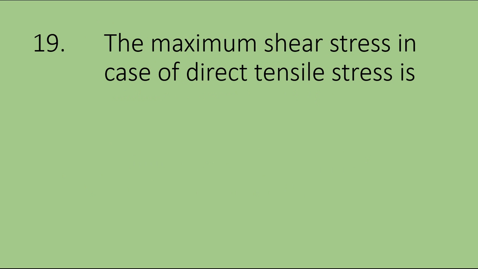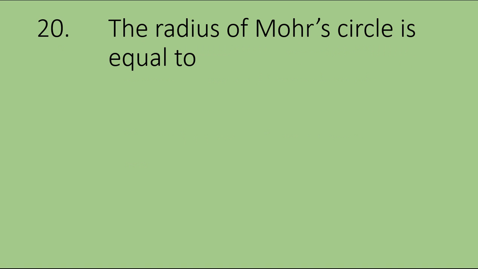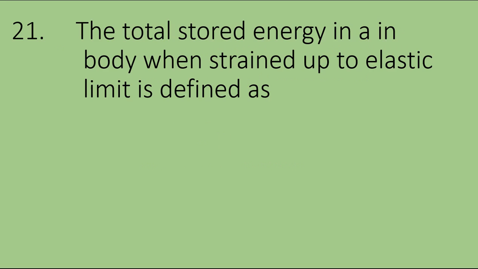19. The maximum shear stress in case of direct tensile stress is. Answer: 1/2 of the maximum normal stress. 20. The radius of Mohr's circle is equal to. Answer: half of difference of two principal stresses.